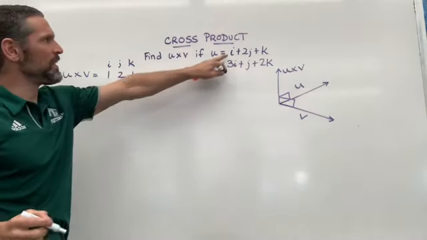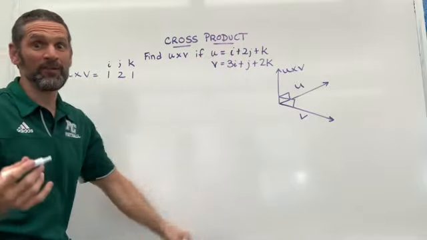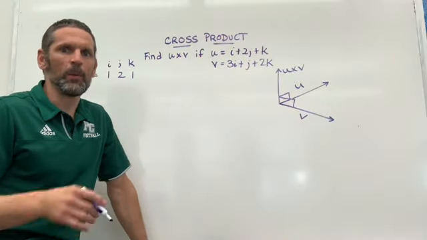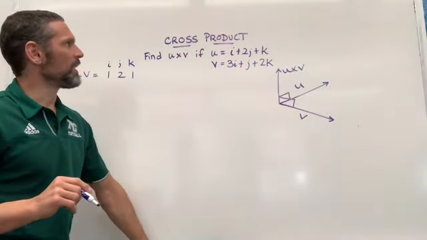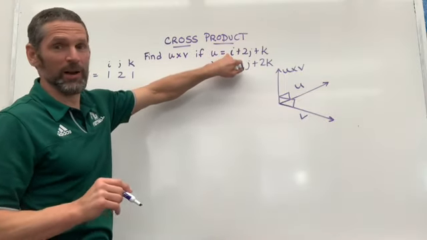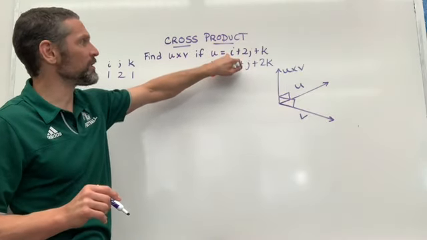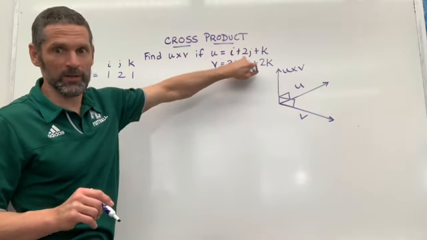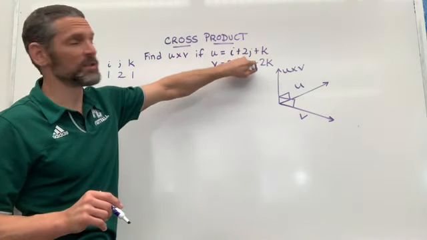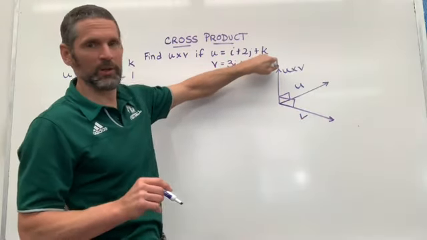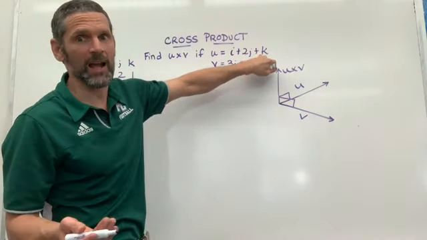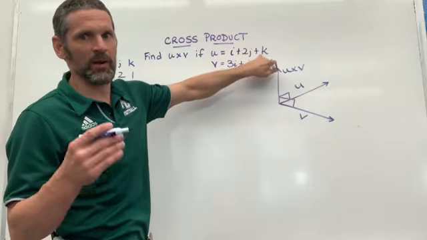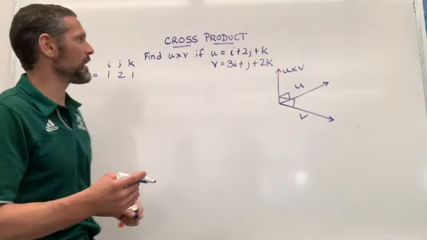Please remember that this i is not the i from a complex number, a plus bi, where i is the square root of negative 1. This is a unit vector in the direction of the positive x-axis. So this is the vector 1, 0, 0. j is a unit vector in the direction of the positive y-axis, which is 0, 1, 0. And k is a unit vector in the direction of the positive z-axis, which is 0, 0, 1. So just be careful of that.